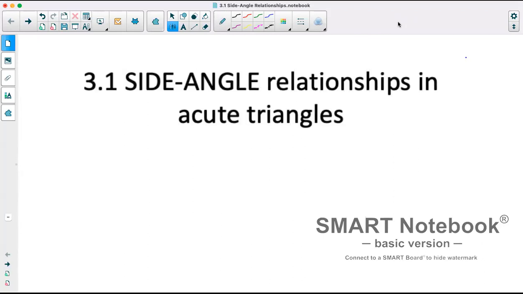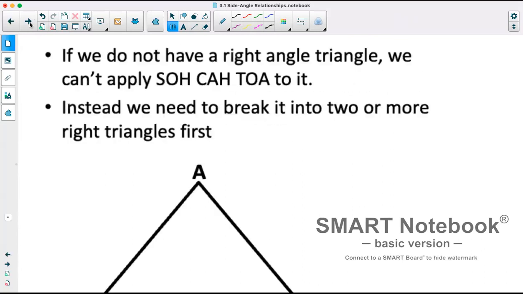Hi, today we are looking at section 3.1, which is side angle relationships in acute triangles. So we're going to relate the ratios of our sides to our angles. If we don't have a right angle triangle, we cannot do basic trig, so we can't just use basic SOHCAHTOA to solve it.